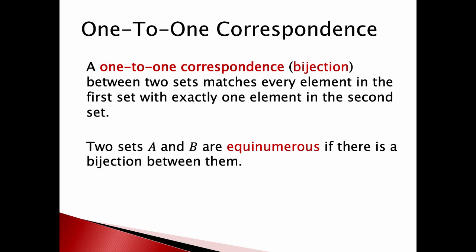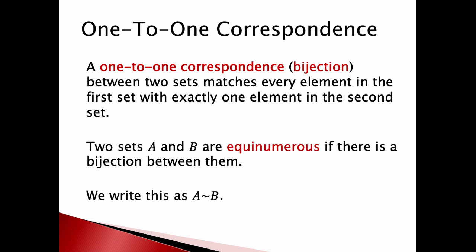That's exactly what it should mean for two sets to have the same number of elements, and we call that equinumerous, which is a weird long word, but it makes sense when you think about it. Equi is the same, and numerous is how many there are.